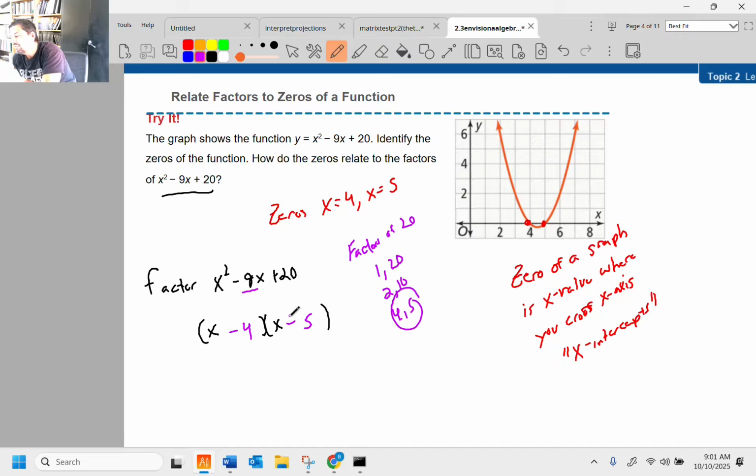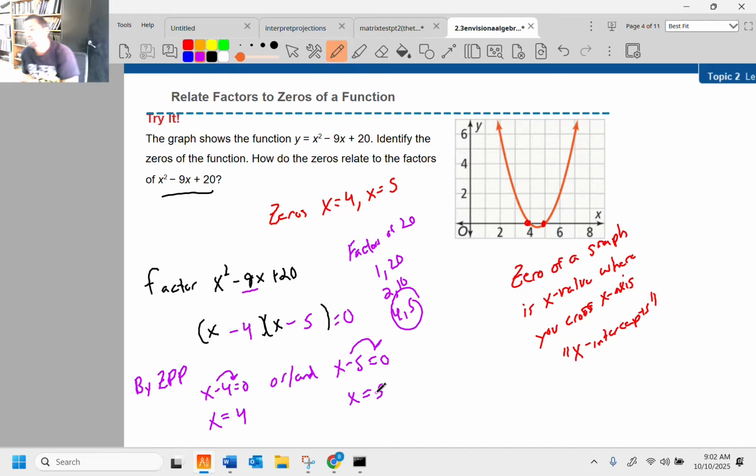So how do these zeros relate? Well, they're related by what happens when you use the zero product property. So let's go ahead and just set this thing equal to 0. By that zero product property, the first factor x minus 4 is equal to 0, or x minus 5 is equal to 0. And these are one-step equations. We just add 4 to both sides, add 5 to both sides. x is 4 and x is 5.